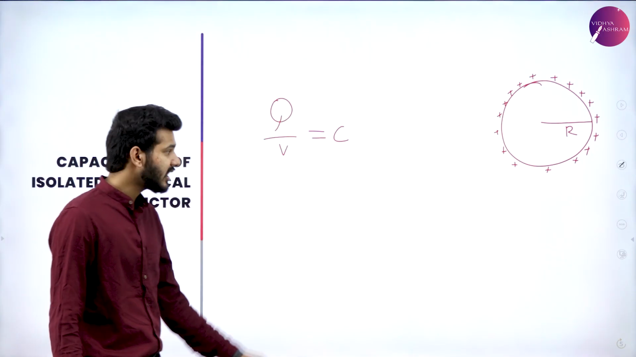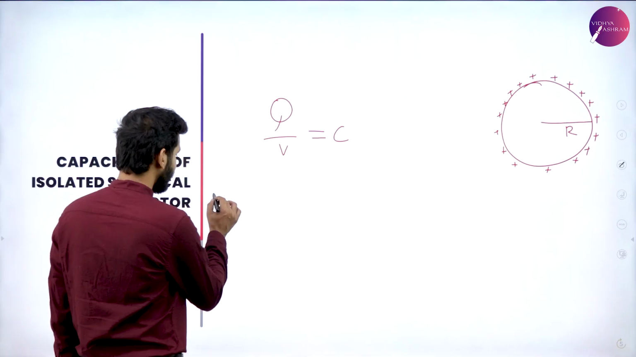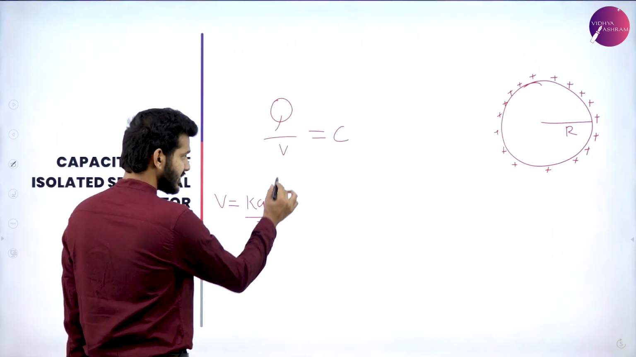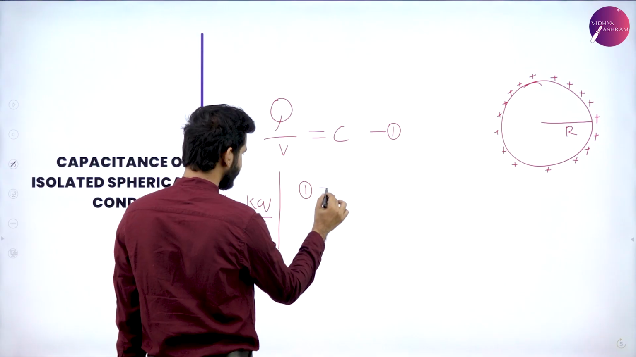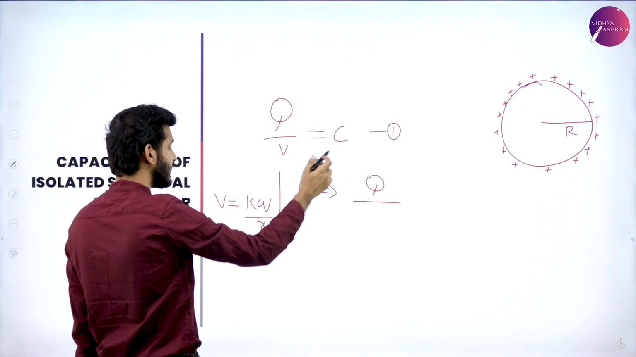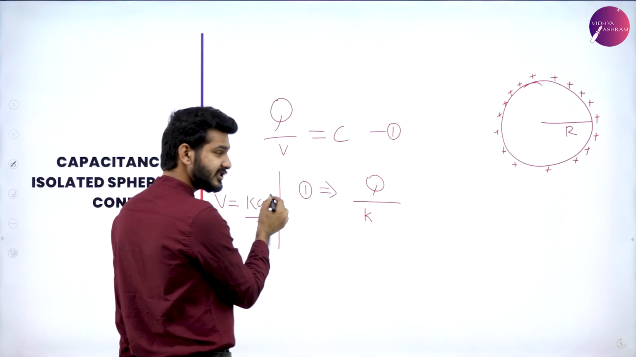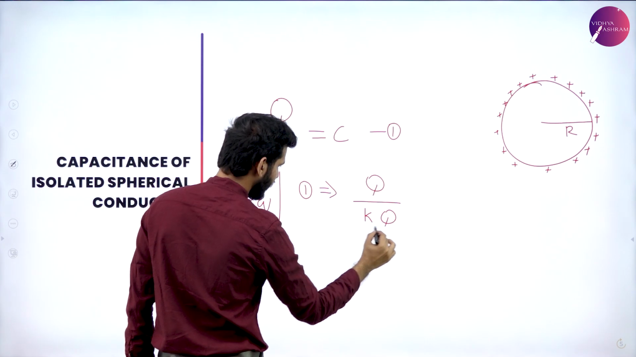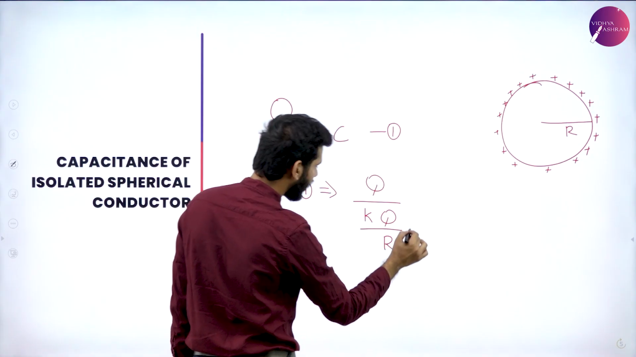The next step is that we know that V has an equation of its own and we are going to substitute that. We know V is equal to KQ divided by R. So here we can write equation 1 as C is equal to Q divided by V, with V expanded, that is V is equal to K, which is 1 by 4 pi epsilon naught, times Q. This particular Q is nothing but the net charge, which is equal to this Q. So KQ divided by R. This R is nothing but the radius of the sphere.